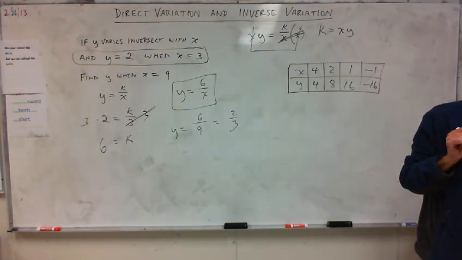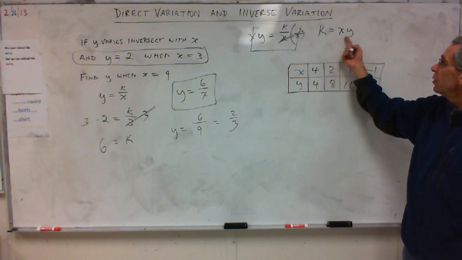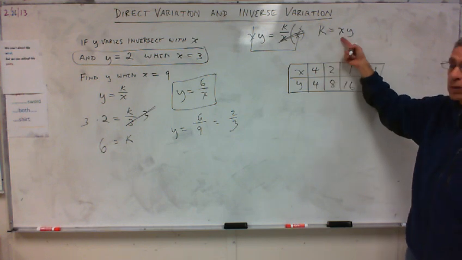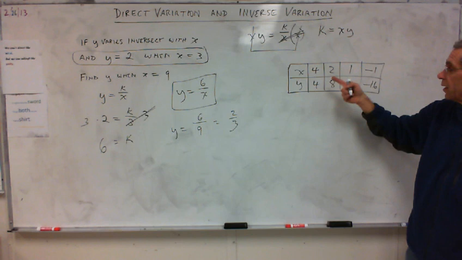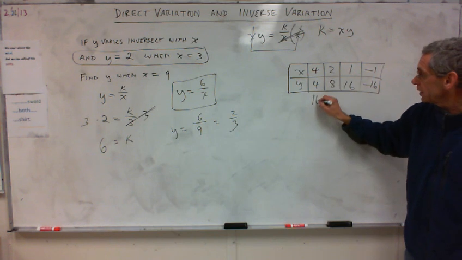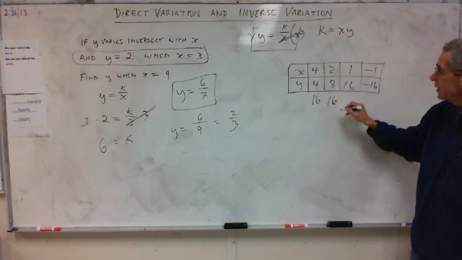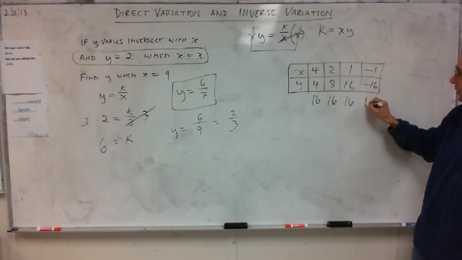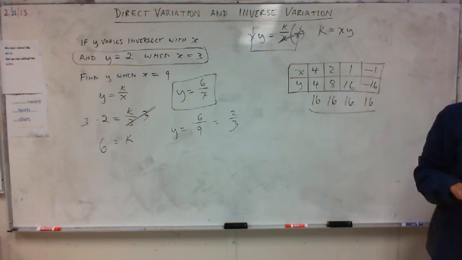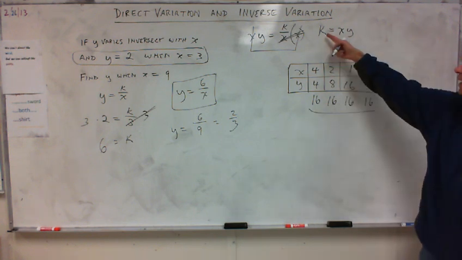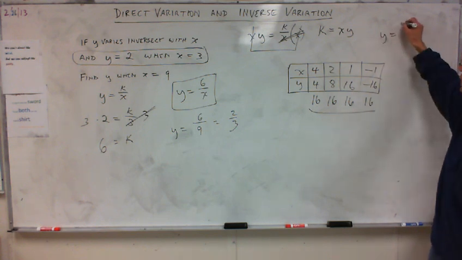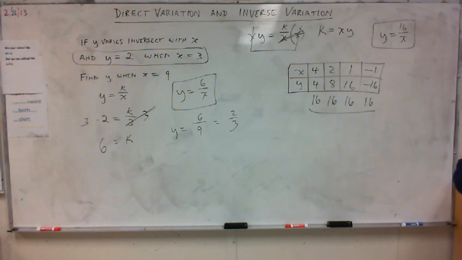Good job. So now we know k has to be the same in all of these if I multiply x and y together. 4 times 4 is 16. 2 times 8 is 16. 1 times 16 is 16. Negative 1 times negative 16 is 16. Yes, they're all the same. That's a constant. k is 16. So I could write y is equal to 16 over x as my formula if I wanted to.